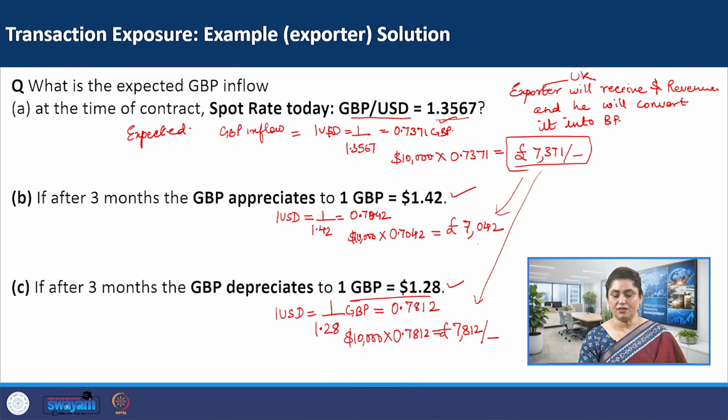Now we have seen that if the contract is made at today's spot rate, he is going to earn 7,371. But if the rate changes and the British pound appreciates, then the exporter incurs a loss. Here the domestic currency has appreciated. But if the domestic currency depreciates, because the exporter is UK based, so GBP is his domestic currency, then he gains through it.